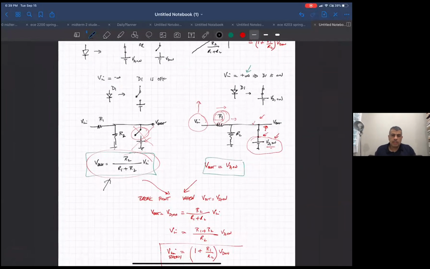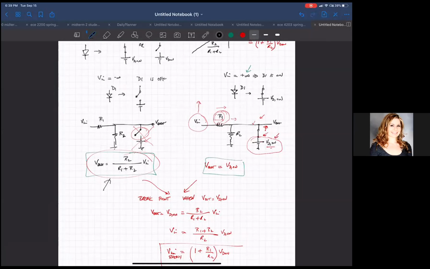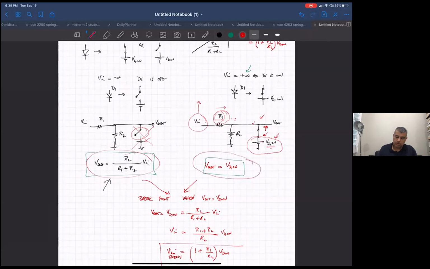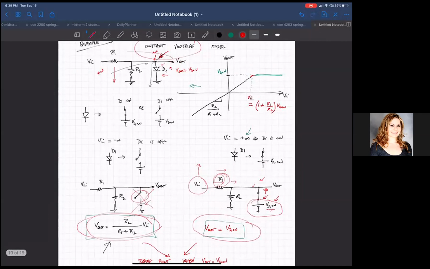Can you ask it again? Because you're substituting V out for VD on, but it's two different circuits. So you're talking about here versus here, like which equation do we pick? No, how can you do that? Because it's a different circuit. The circuit where V out is equal to R2 over R1 plus R2 Vn does not have a voltage source, so wouldn't the V outs be different because they're two completely different circuits?